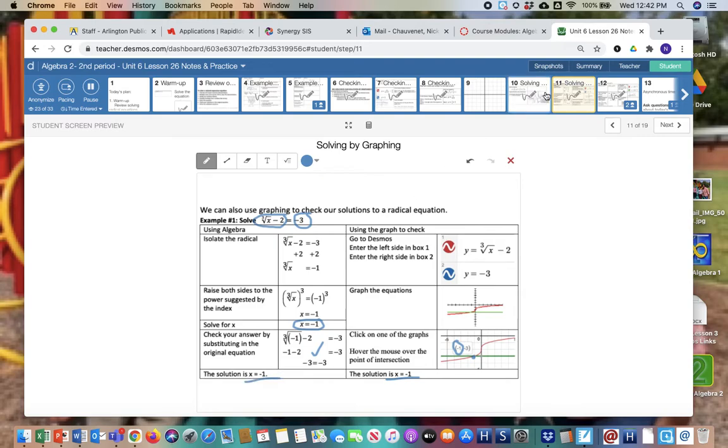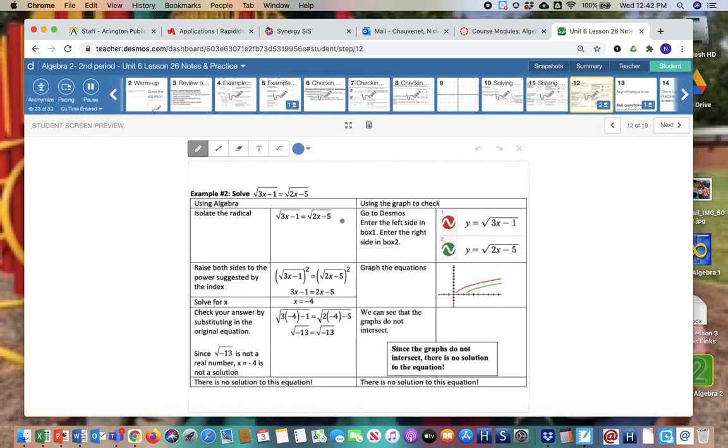So they match up. And again, keep in mind you could do this one, where if you solve it out, you get -13, and if you check it, you get -4 as the answer. But if you plug that back in, you get the square root of -13. Well, that's not a real number, so this is not a solution. Well, what would that look like on the graph? If you were to graph these, you'd see the two graphs, and notice they do not intersect. So if the graphs do not intersect, there's no solution to the equation.